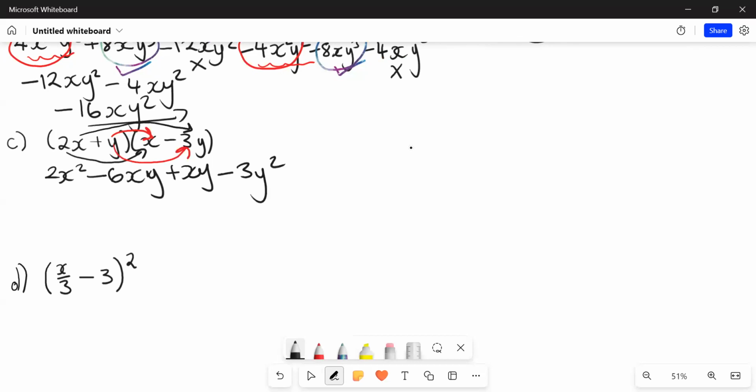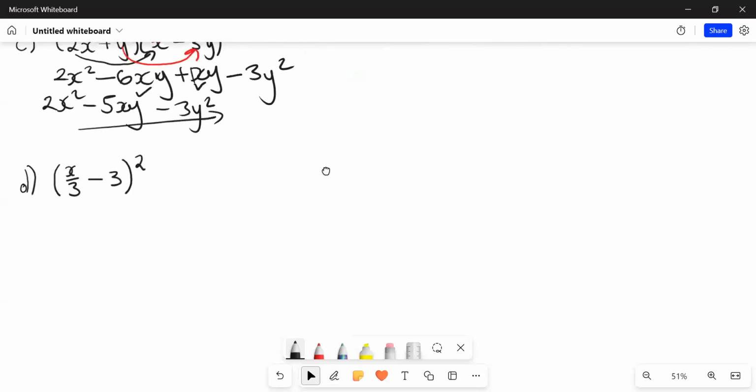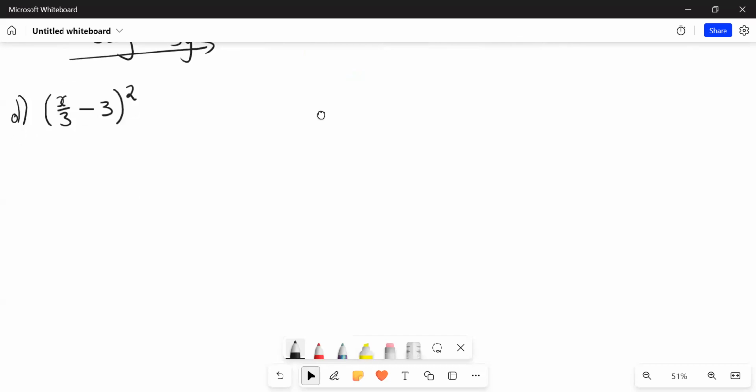And then from there, we can add or subtract our like terms. We have that as well as that. So negative 6 plus 1, that's negative 5, right? So we have negative 5xy minus 3y squared. Now we've simplified our expression.